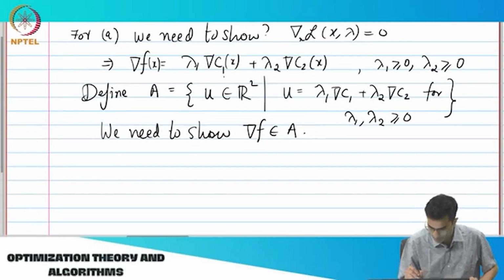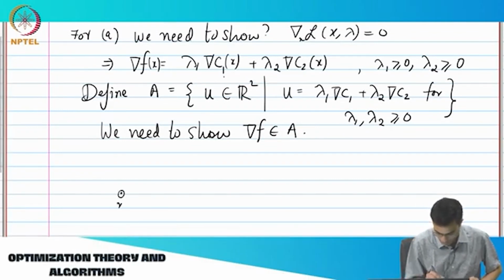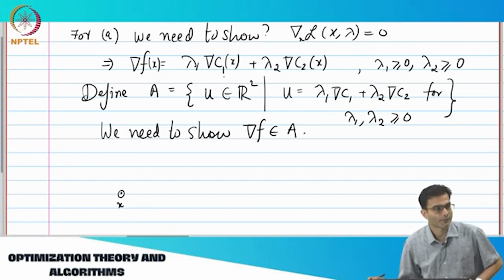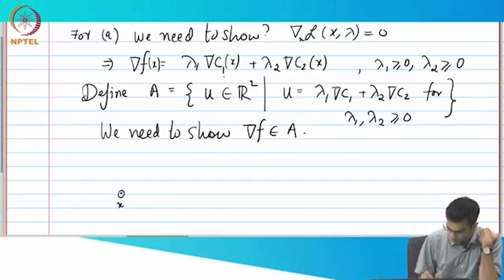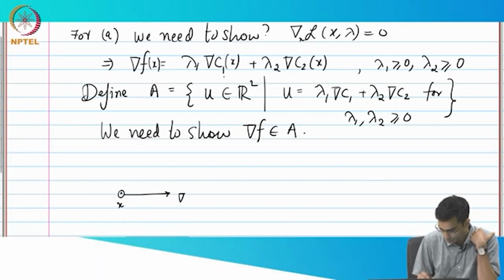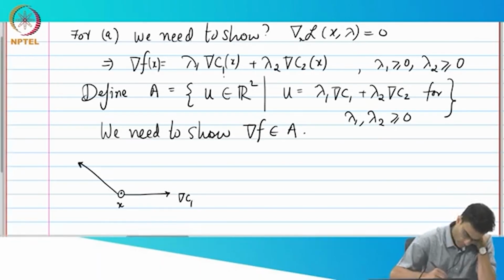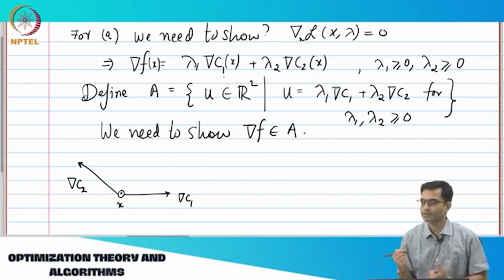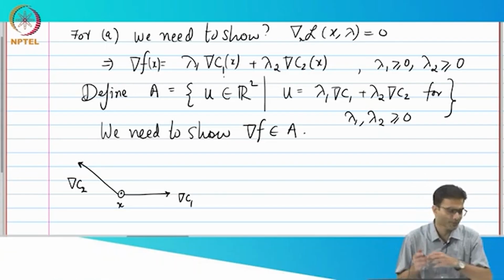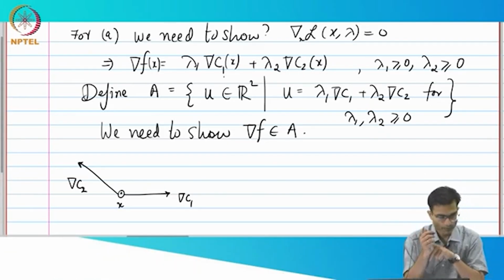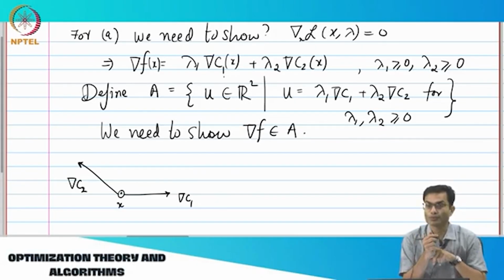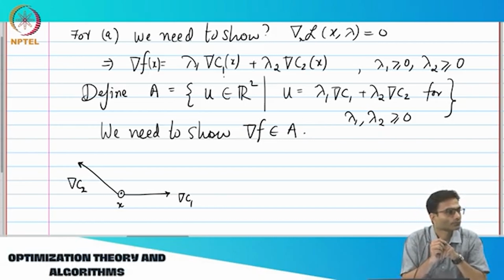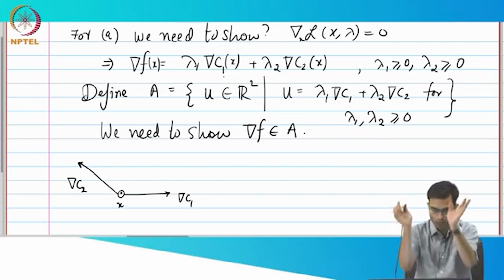Here is my point x. This is in the feasible set, and just for definiteness, let me draw at this point x, grad C1 points here, grad C2 points here. Could be any two directions, I've just picked it arbitrarily. So which way is my cone? Where is my cone? Upside, right? It is this top half region over here.